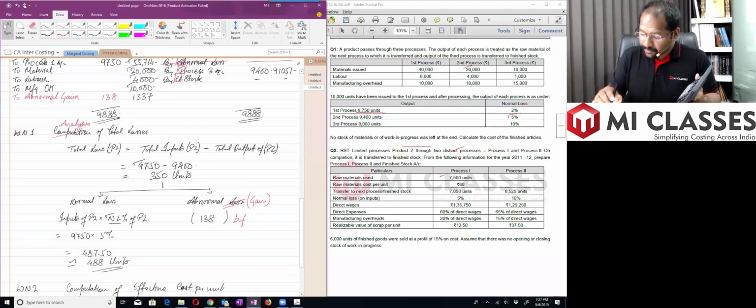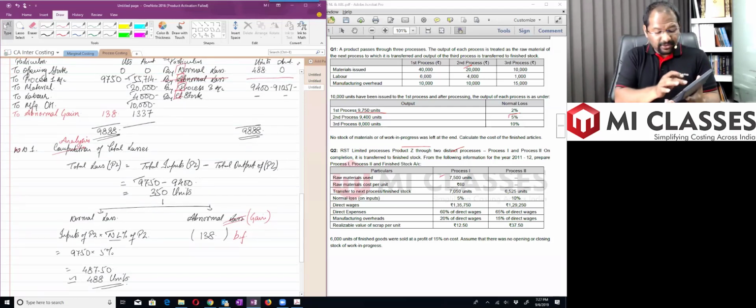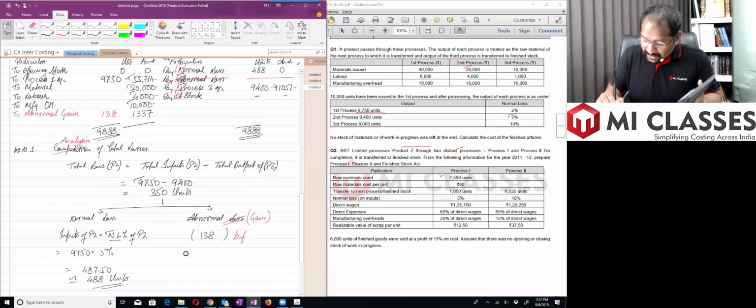So let's do the total of the debit side. It is 55,714 plus 20,000 plus 4,000 plus 10,000 plus 1,337. So my total becomes 91,051 rupees. My credit side total becomes how much? 91,051 rupees.